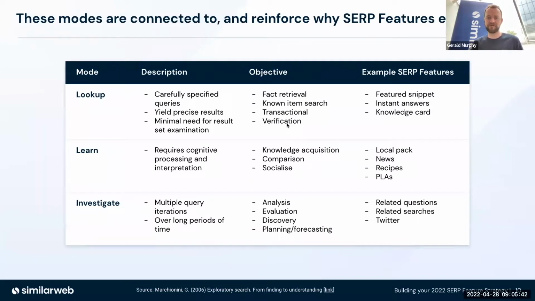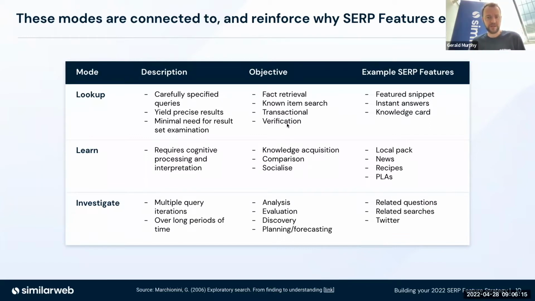When we look up information, we're usually using carefully specified queries, and it's often around things like fact retrieval. But that's actually as a result why we have things like featured snippets, instant answers, and so on. When we learn, it requires some type of processing, usually related to cognition. And it's actually about knowledge acquisition. So for instance, using a map or what we call local pack to try and find the directions from A to B. And finally, the third one is investigate, which is usually where search is at its best.